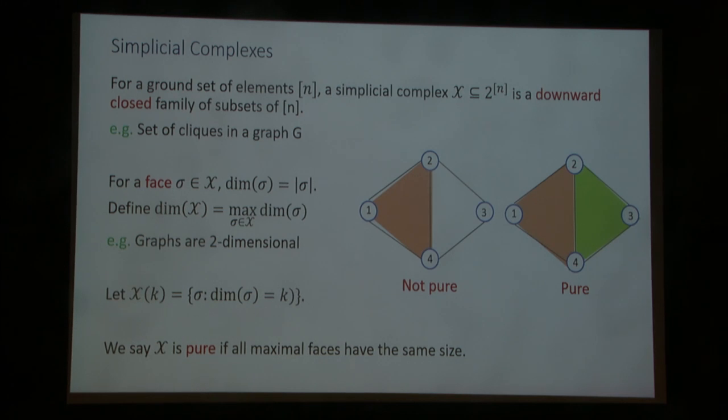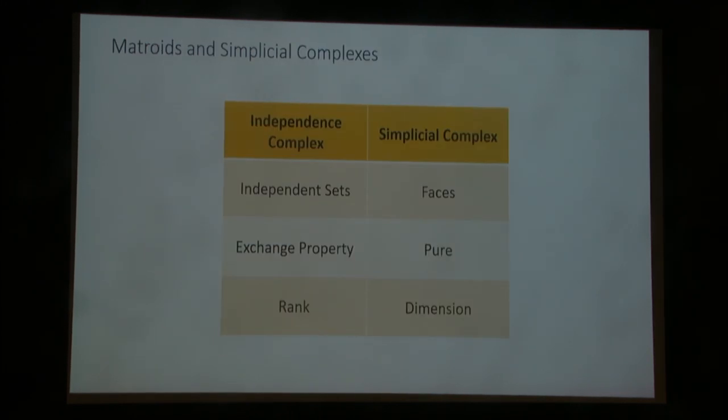Okay. But for matroids, they're all pure. Exactly. For matroids, this is basically what you get. Independent sets are faces. The exchange property in the matroid tells you that they are pure. The independent set complex is pure, and the rank is just the dimension.